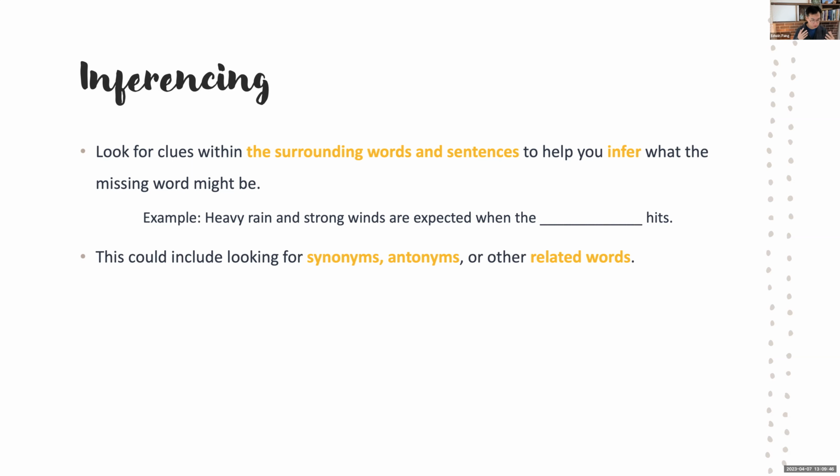Another way to use inferencing is to apply it to looking for synonyms and antonyms and other related words in a sentence. Now, hands up if you know what a synonym and an antonym is. Okay, I think most of us do. Who does not remember what is a synonym or an antonym? Please wave your hand at me so I can see. Okay, I see Nicholas waving his hand.